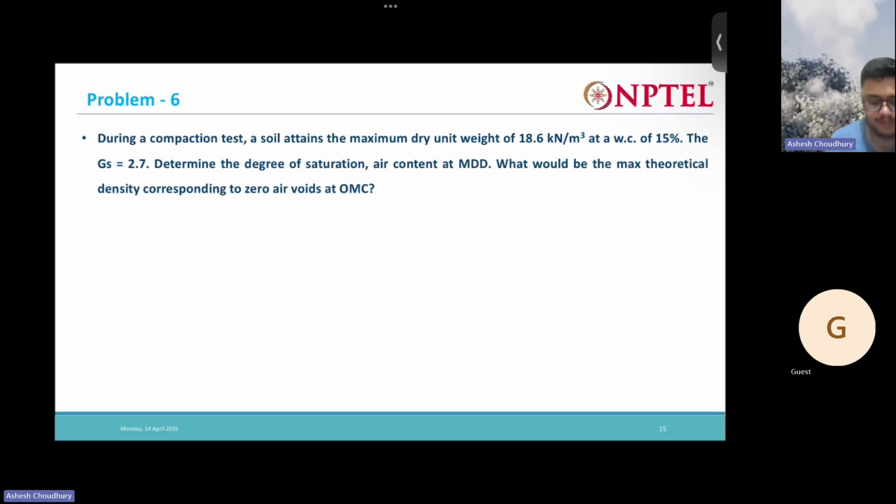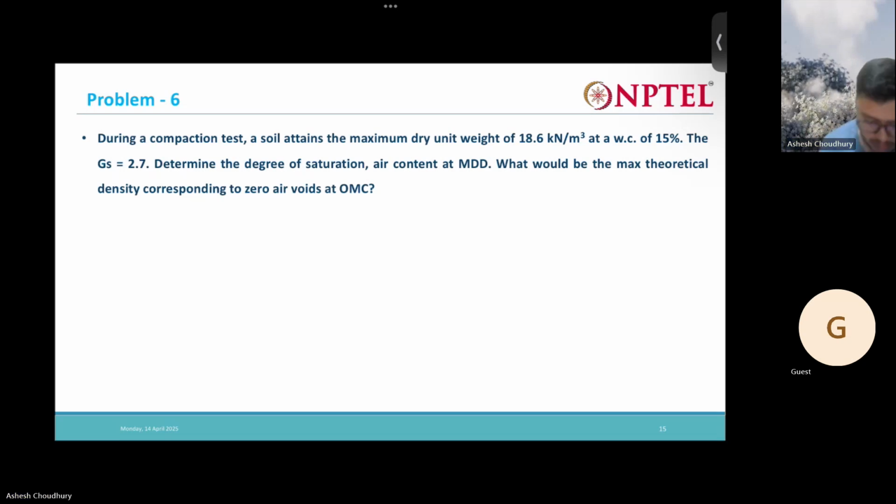Let's see one more problem from the initial chapters that we studied. During a compaction test, the soil attains the maximum dry unit weight of 18.6 kilonewton per meter cube at a water content of 15%. The specific gravity of soil solids is 2.7. Determine the degree of saturation and air content at maximum dry density. What would be the maximum theoretical density corresponding to zero air voids?